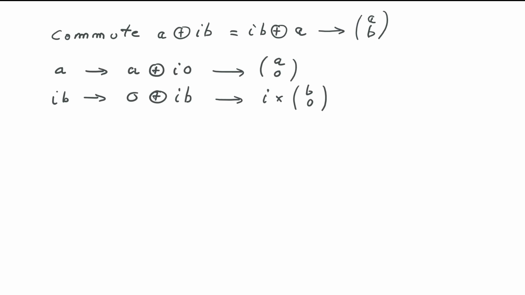And now, for the mapping for numbers, you say that a number a, you can map it to a plus i0. And that represents the pair (a, 0). And the same for ib. You see how I keep i and b always together? This maps to 0 plus ib, which is i times the pair (b, 0). This is the correspondence, if you want.